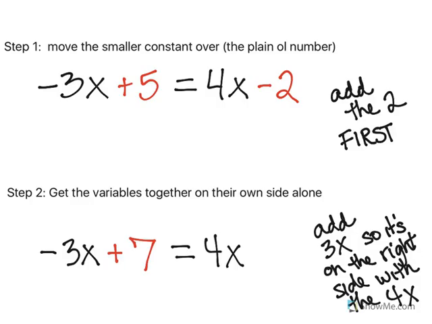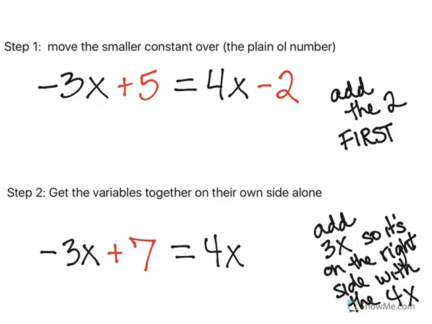So here's what our plan is for these problems. Step 1, we're going to move the smaller constant over. Right now I've got a 5 and a 2 in red. Those are called my constants. The smaller number always gets moved. Positive 5 and negative 2. Well, negative 2 is smaller. That's the number I'm going to move over. So you add the 2 first. Then I would have a 7. Negative 3x plus 7 equals 4x.